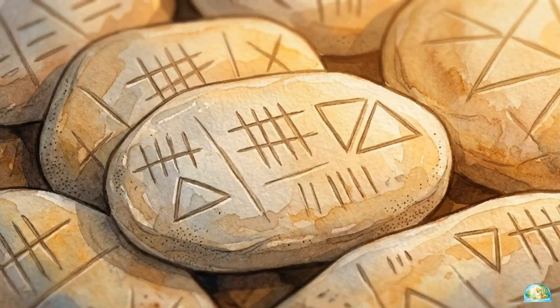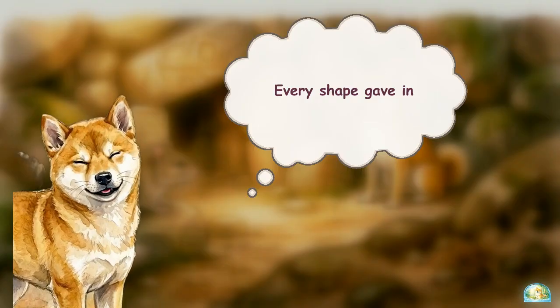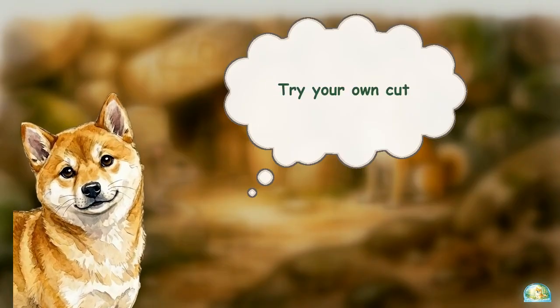Look at the marks on these stones. Which one proves the mathematical relationship, and how does the physical action of the animal make that relationship true? Every shape gave in. Triangles solved it all. Try your own cut.